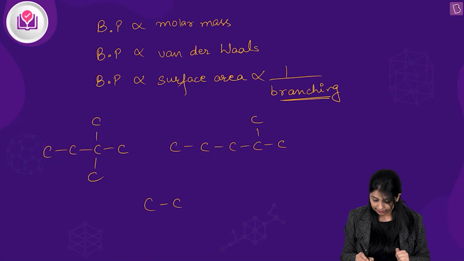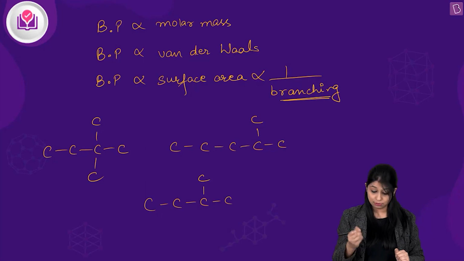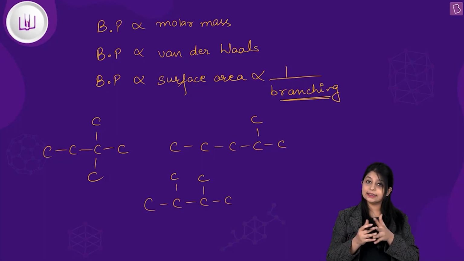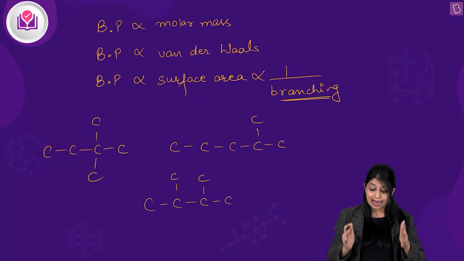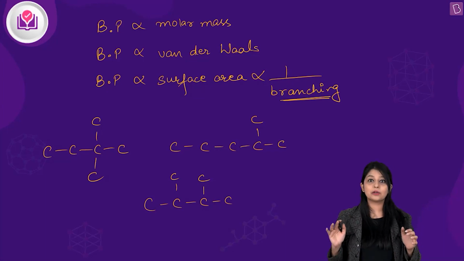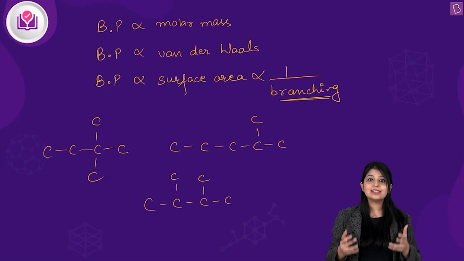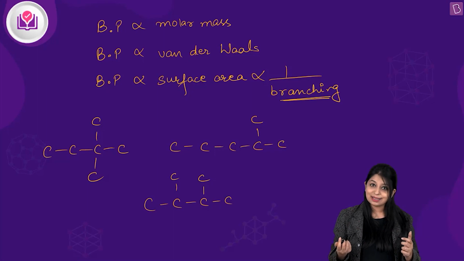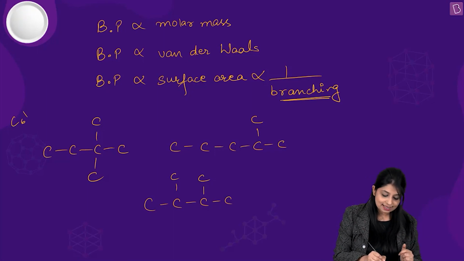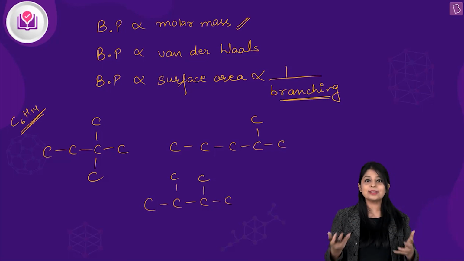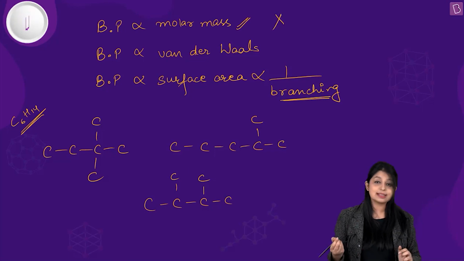That is 1 methyl group at the second carbon atom, and 1 methyl group at the third carbon atom. So these are the molecules that are given to us. If you look at these molecules, all of them have the same molecular formula, that is C6H14. That means their molar mass is going to be the same. So this factor cancels out.